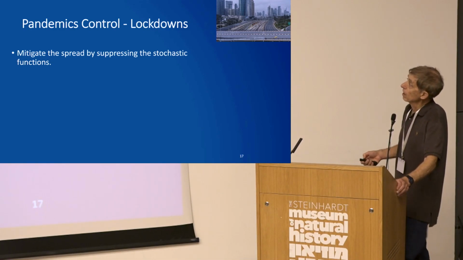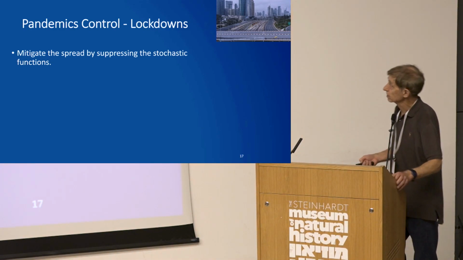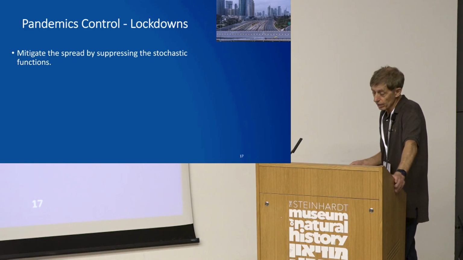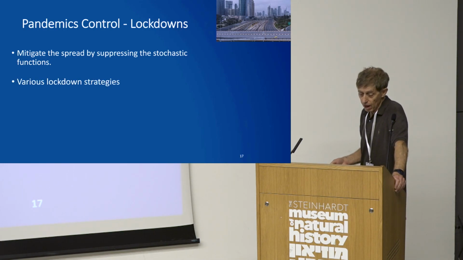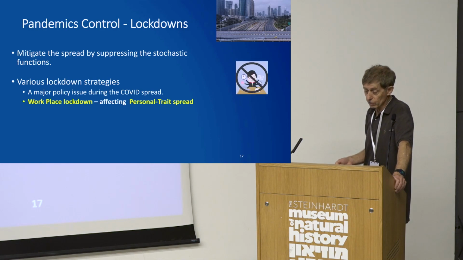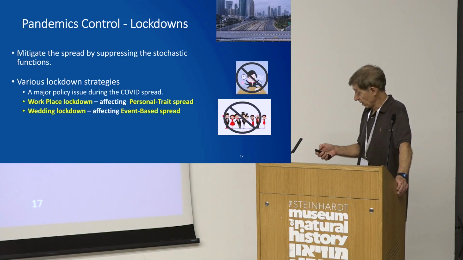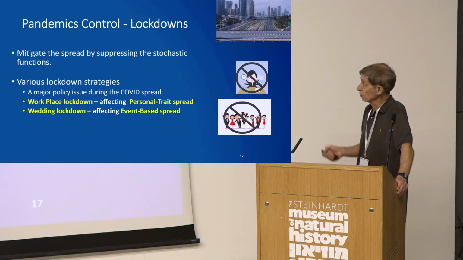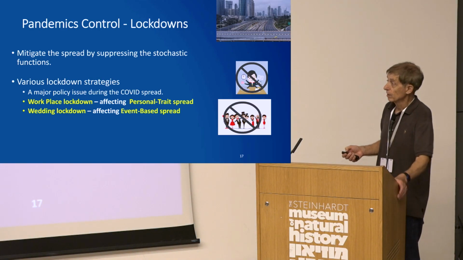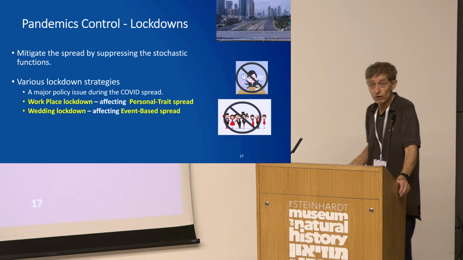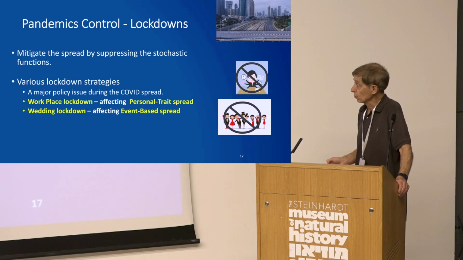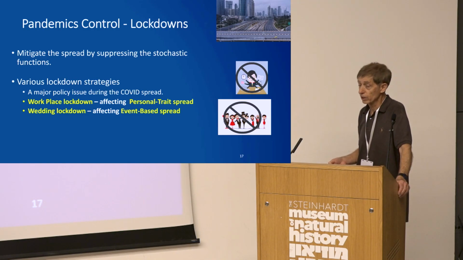How does it affect lockdowns? I want to sum up with this. Lockdowns were the main measure we took to fight the pandemic in the early stages. And we can think about various lockdown strategies. Along our model, I can think of two major lockdown strategies. One locks down the personal traits, let's say a lockdown on workplaces. The other, a lockdown on events, on weddings, locks down the events. And the question is, what kind of lockdown is more effective?